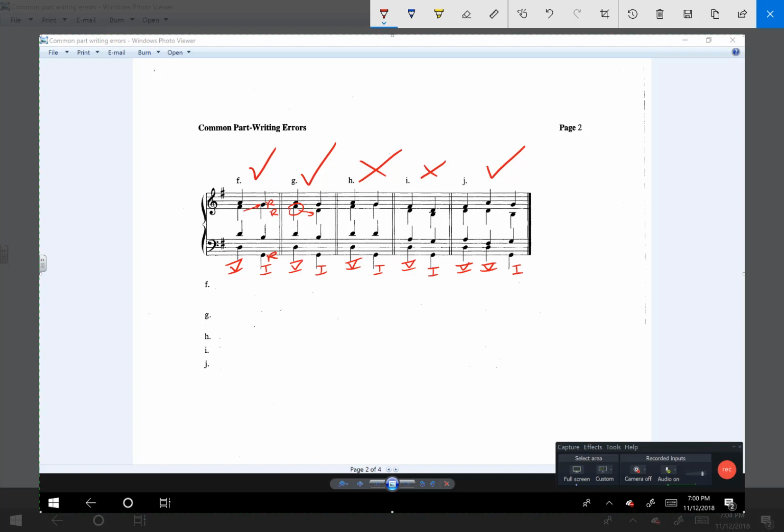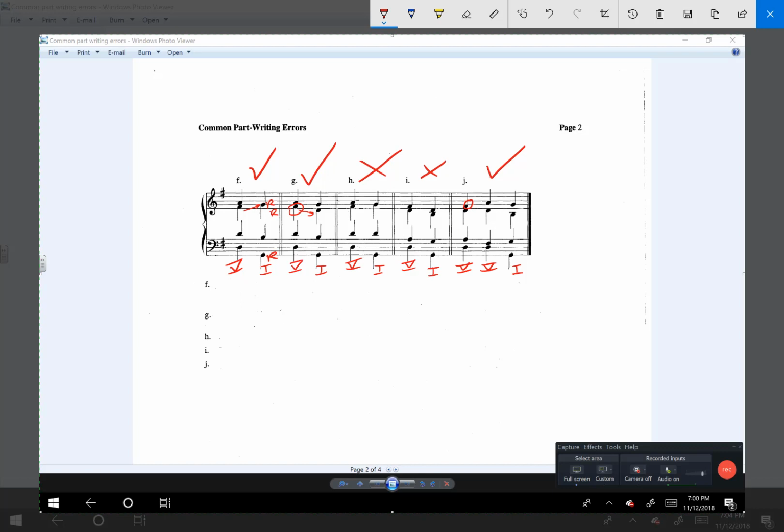H. Well, let's talk about the other good one first, J. J is a great solution. Okay, the leading tone in the soprano, let's circle it right here, does not resolve to Do on the next chord. It can't, actually. It would be impossible because the dominant chord is repeated. But it eventually resolves to Do, which is the whole key.